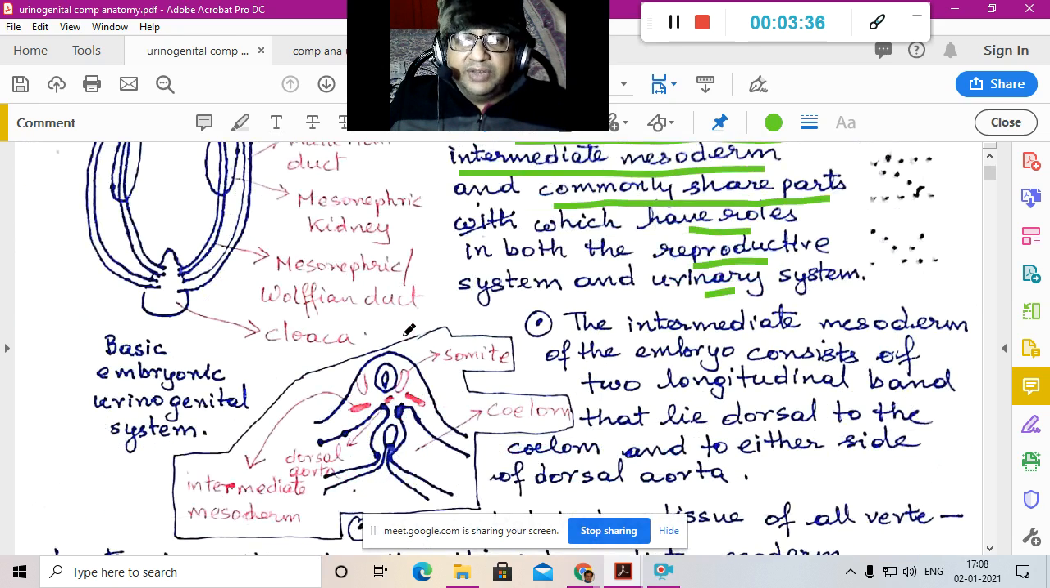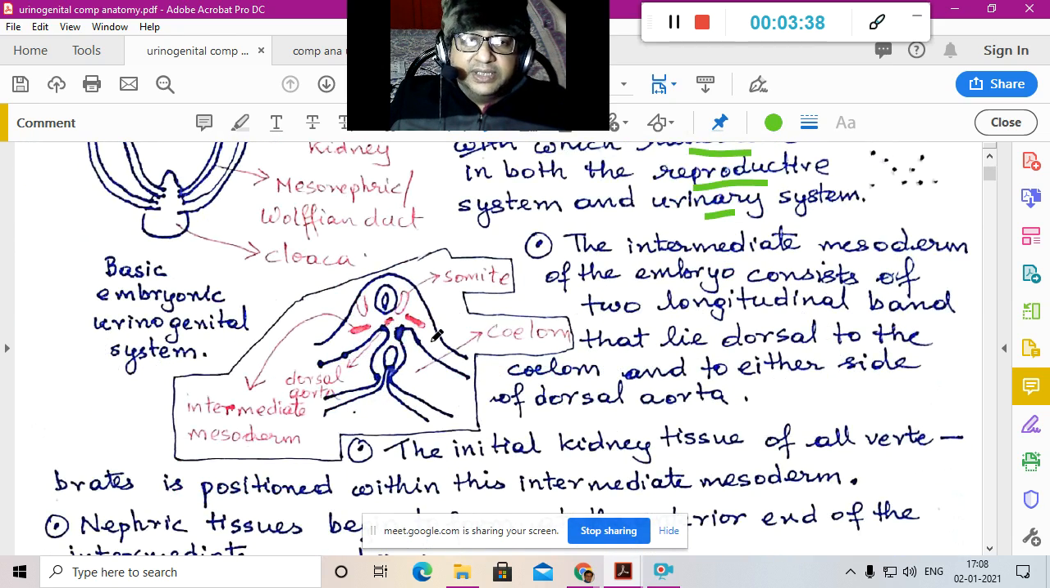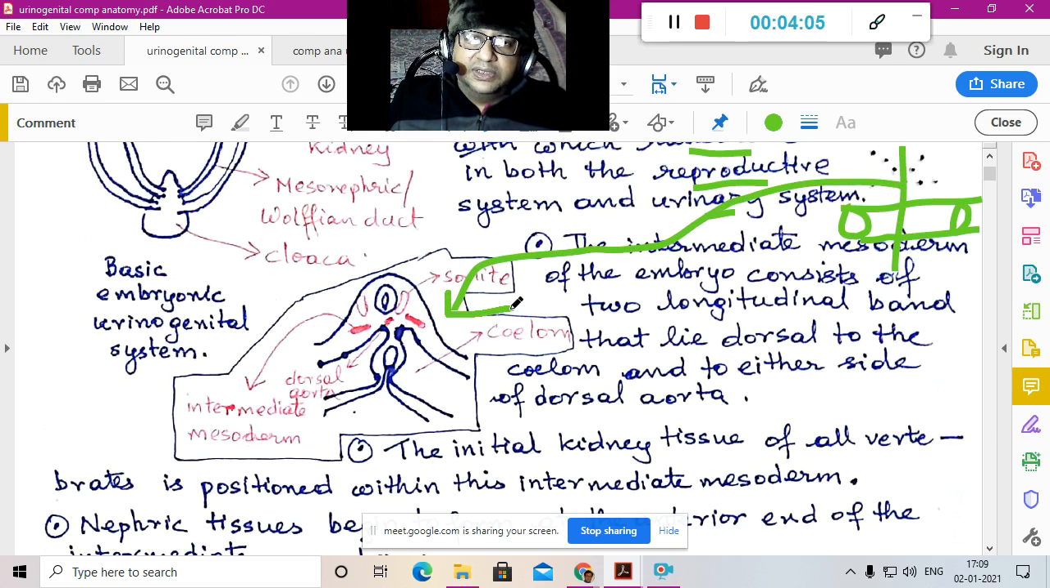So as development takes place, this is a cross section. For example, if the organism is developing, this is the tube which you have drawn, and you have a section like this. You take this section, this is what comes out.